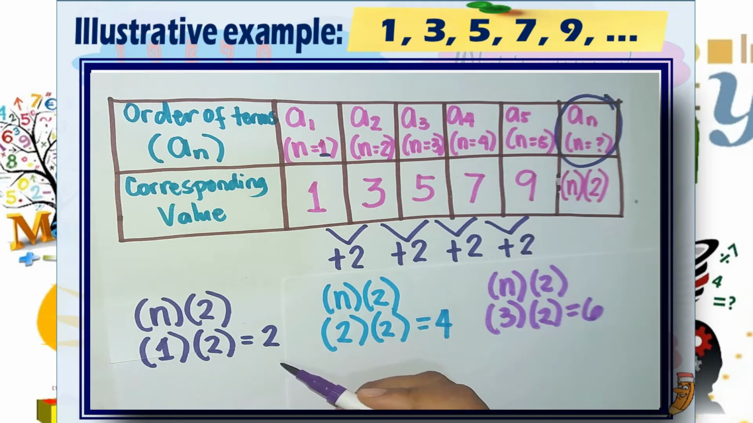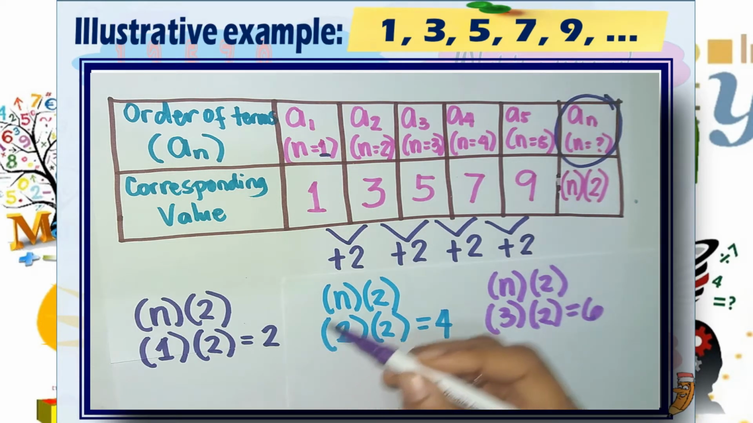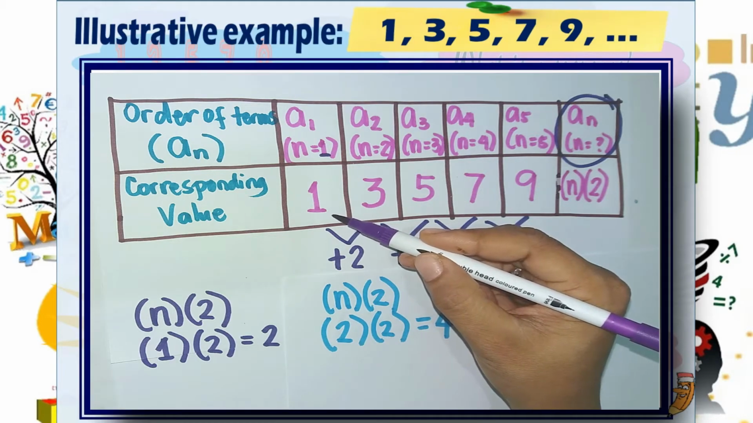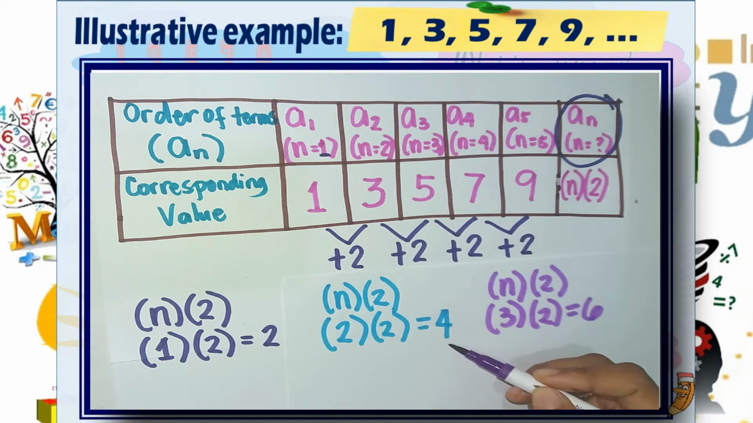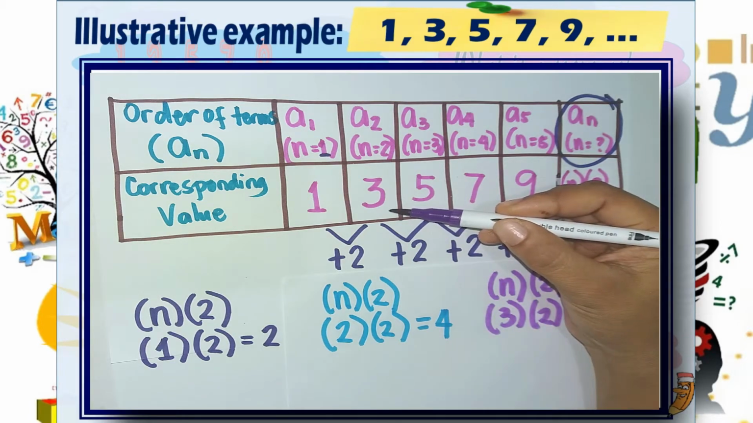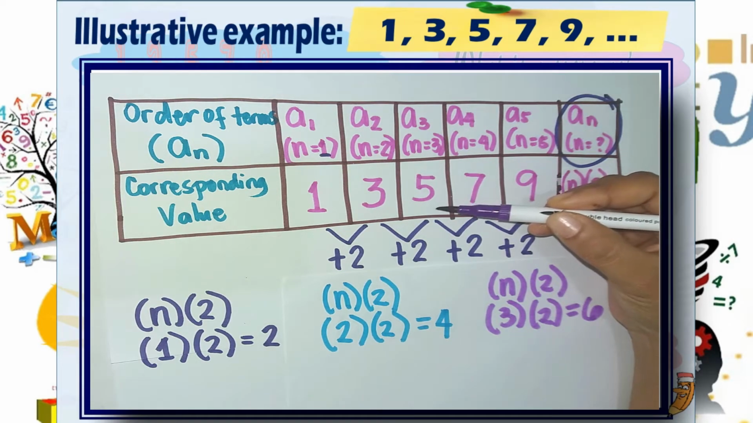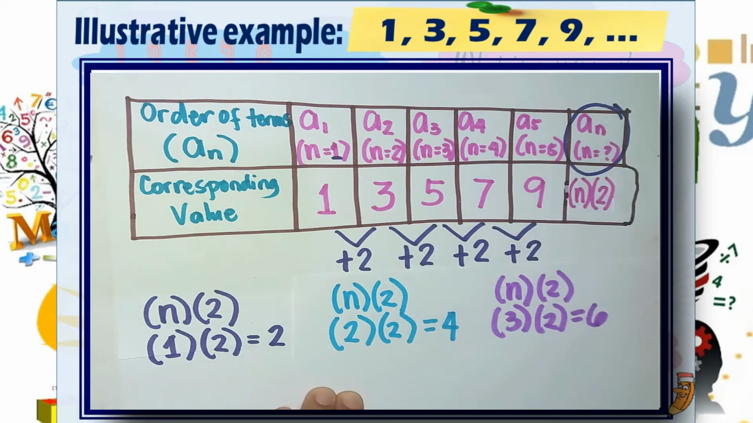What will you do to 2 to make it 1? Simply, you subtract it by 1. What will you do to 4 to make it 3? Simply, you subtract it by 1. And what will you do to 6 to make it 5? Simply, you subtract it by 1. With this, you will subtract 1 from the formula. And it will become n times 2 minus 1.